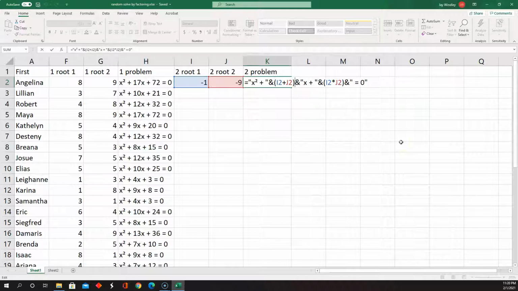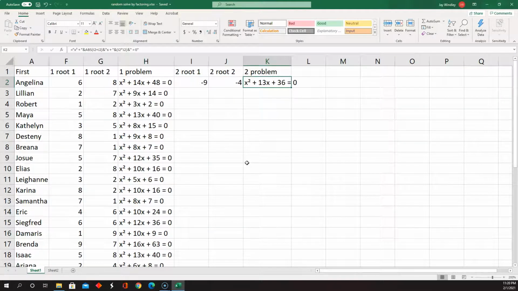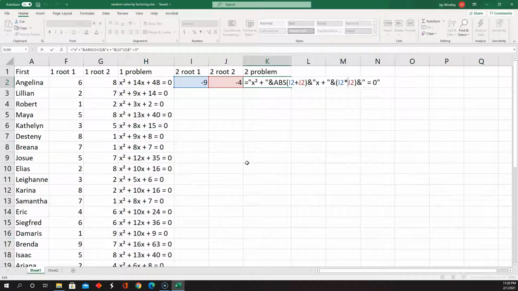First of all, instead of I2 plus J2, which is the sum of those two random numbers, we're going to do the absolute value of I2 plus J2 so that I won't get that little negative sign. But the sum of those two numbers is negative, so I want this, instead of being a plus sign, to be a minus sign.